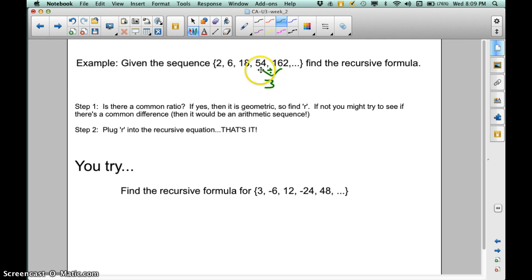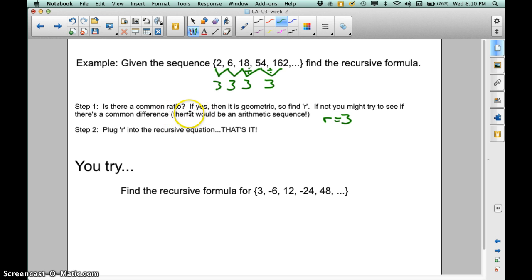You can't just do one, because if you don't get the same answer every time you do this, it is not a common ratio, and that would mean it's not a geometric sequence. So you need to check at least a few. 54 divided by 18, we get 3 again. 18 divided by 6, we get 3. 6 divided by 2. So because we get the same answer every time we divide, the common ratio, r, is equal to 3.